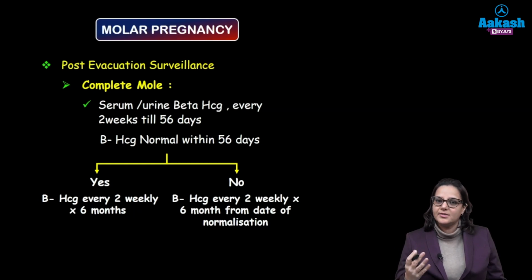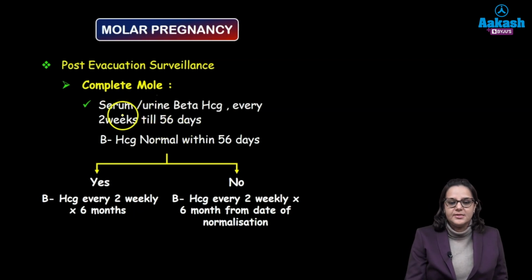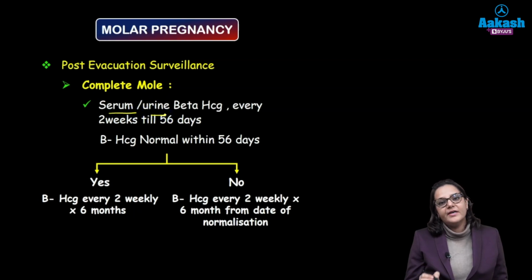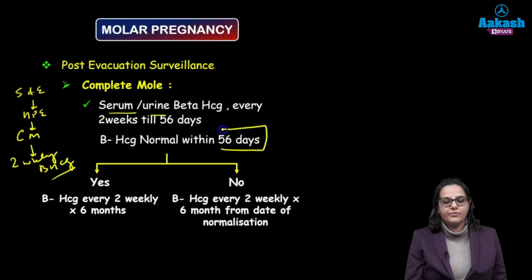Okay, so first let's talk about the complete mole, because there are increased chances of the complete mole turning into a gestational neoplasia, right? So we monitor beta HCG either by serum or urine, and we monitor it every 2 weeks till 56 days. Okay, so you have done suction and evacuation. You have sent the tissue for histopathology. On histopathology, it has come that it's a complete mole. Okay. Now from here onwards, every 2 weeks, you will do beta HCG for 56 days.